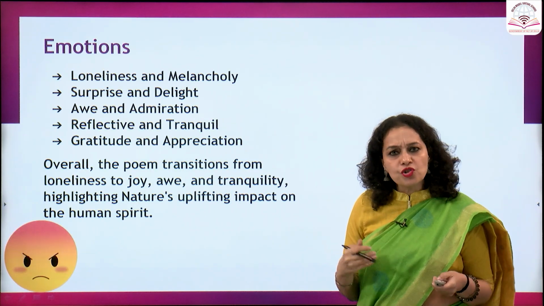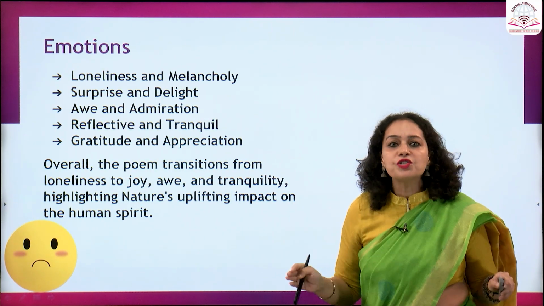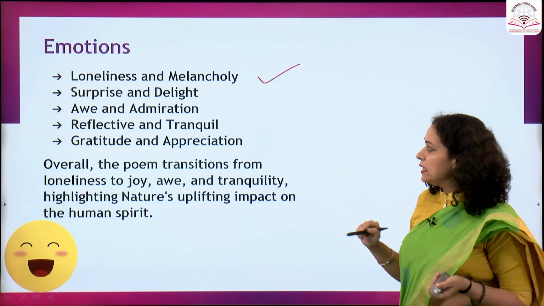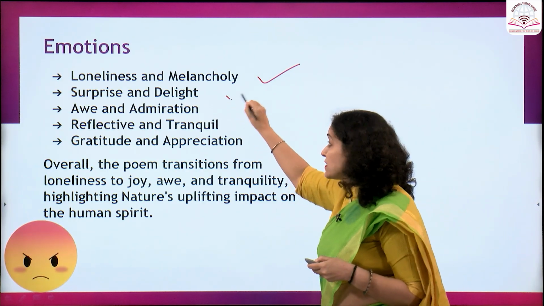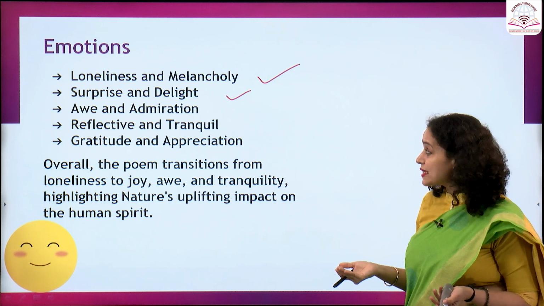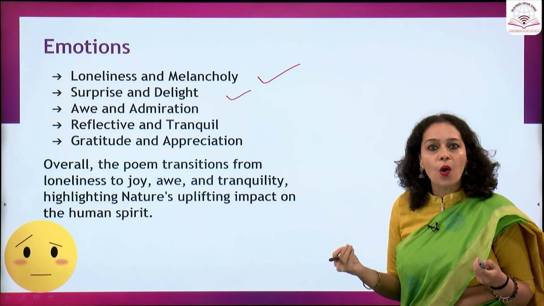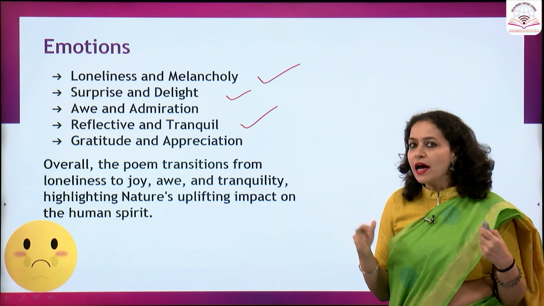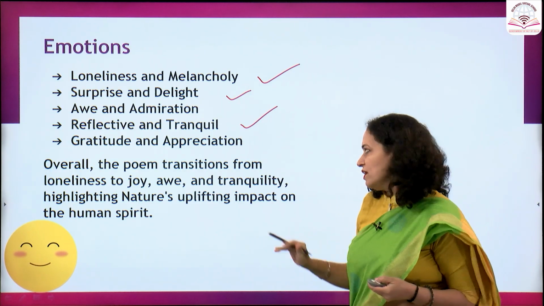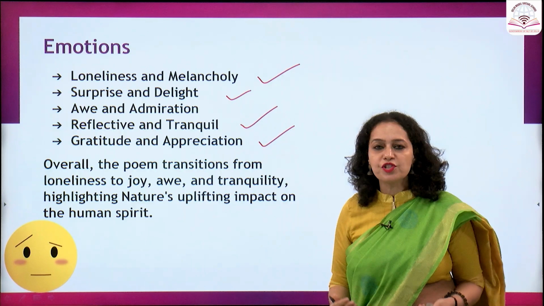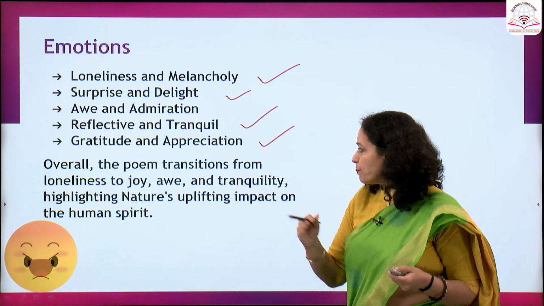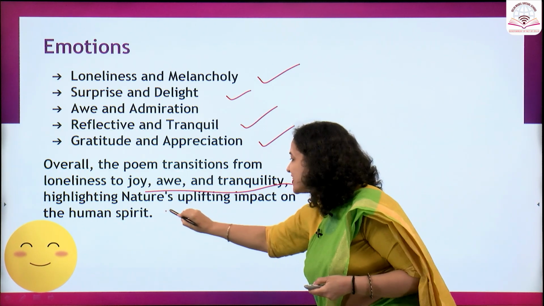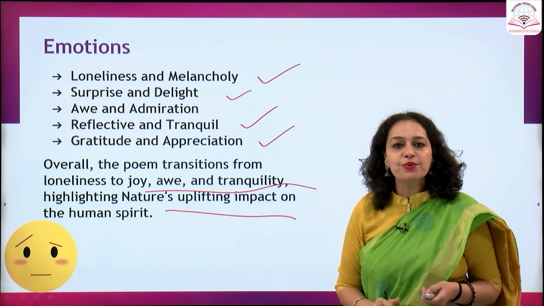Now moving ahead, the emotions. Can you see the poet experiences a gamut of emotions? First, when he is walking through the field, he experiences loneliness, melancholy. Then he moves to surprise and delight when he watches these bright, vibrant daffodil flowers. Then he is inspired and he is in awe and admiration of this natural beauty. Finally, in the end, he becomes reflective and tranquil. He becomes calm and composed. And finally, he has a sense of gratitude and appreciation of nature. So, the poem transitions from loneliness to joy, awe and tranquility, highlighting nature's uplifting impact on the human spirit.